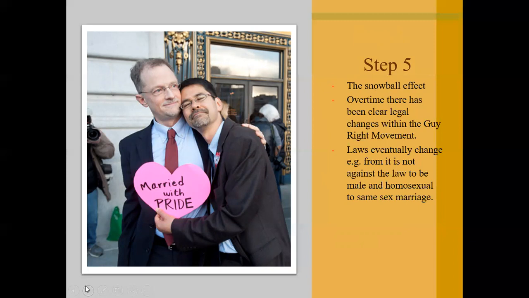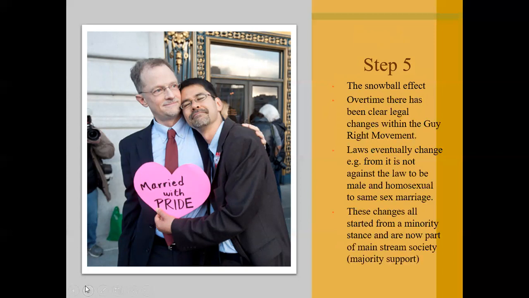And this is where it's gone from a minority acceptance to now a majority acceptance. And yes, you'll still have a minority that probably don't agree, but they're now in the minority, where the majority think it's just the right thing. So all these changes started from a minority stance and are now part of mainstream society. It has majority support. So this minority fight is a slow and gradual change. So we have that snowball effect.